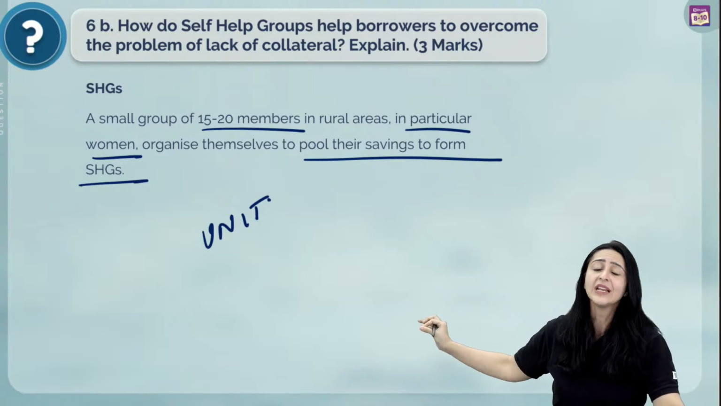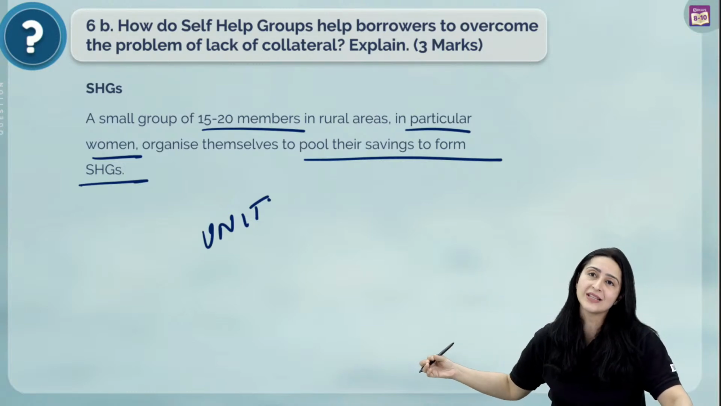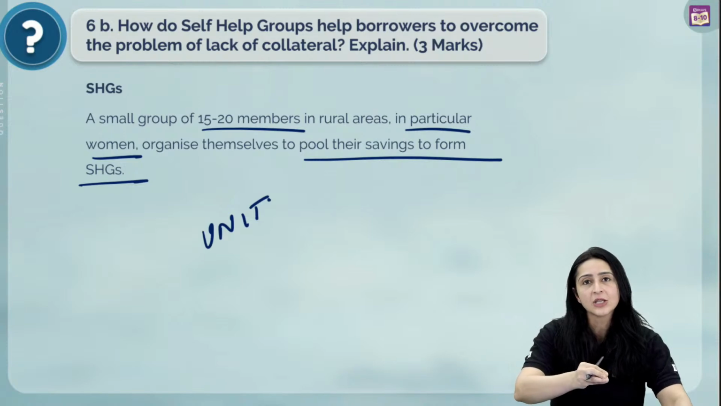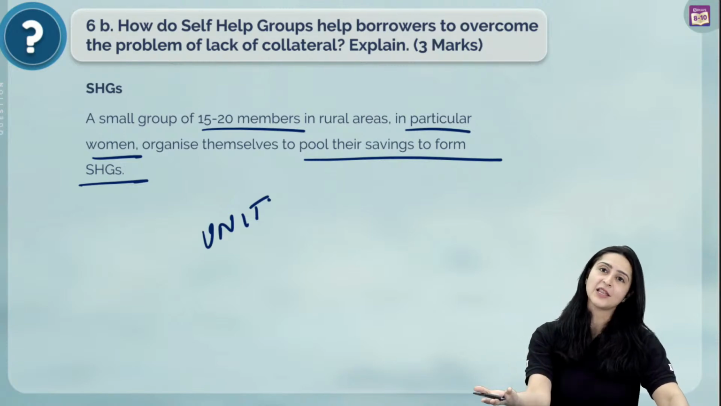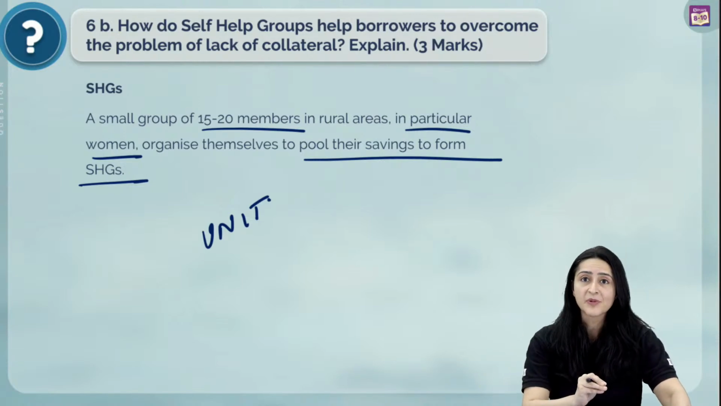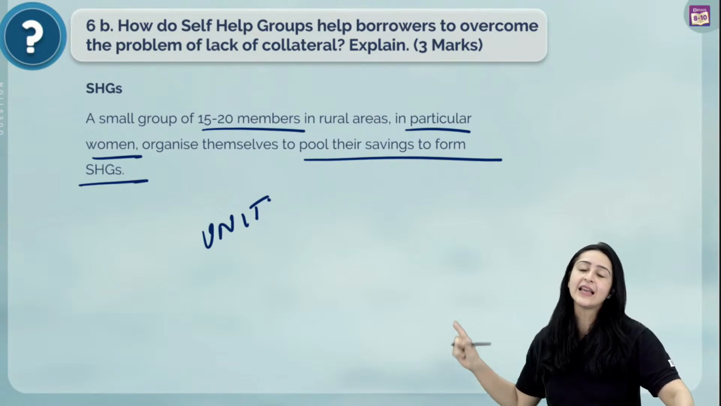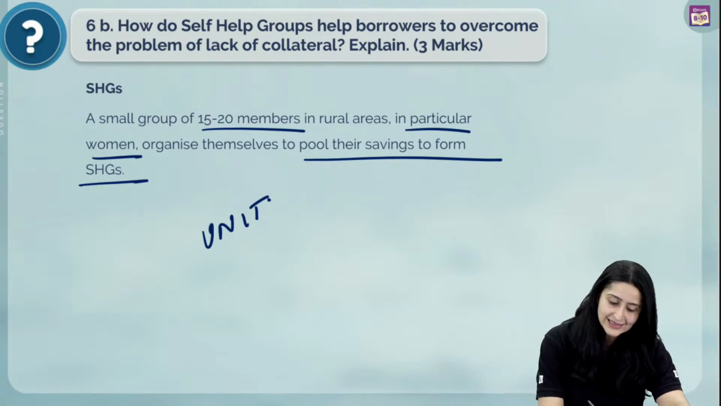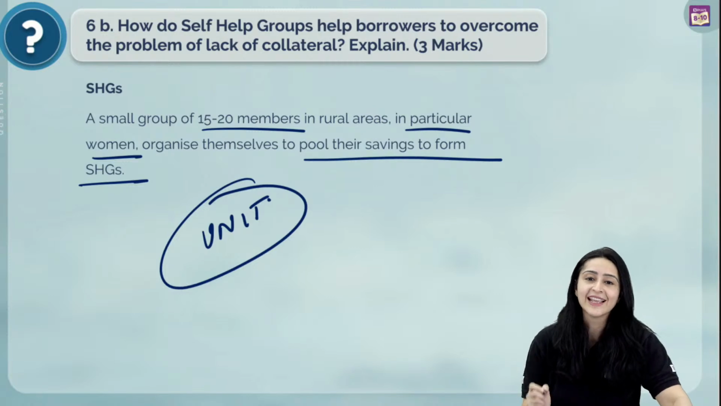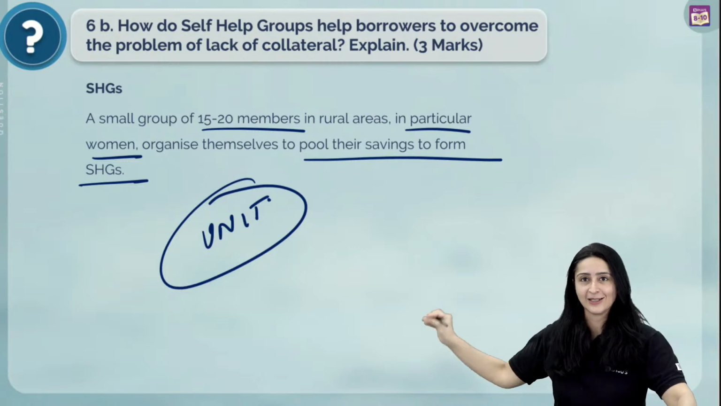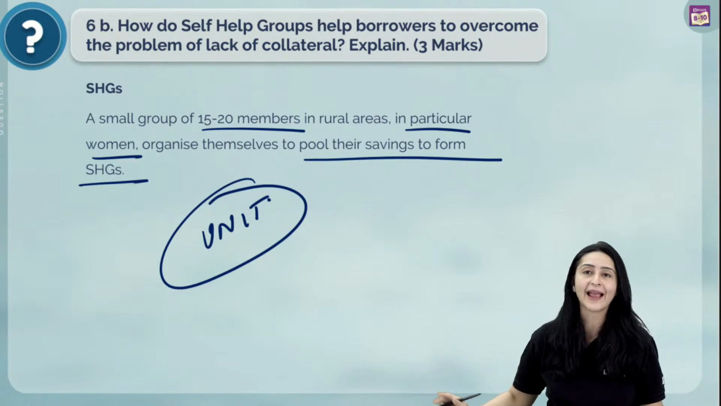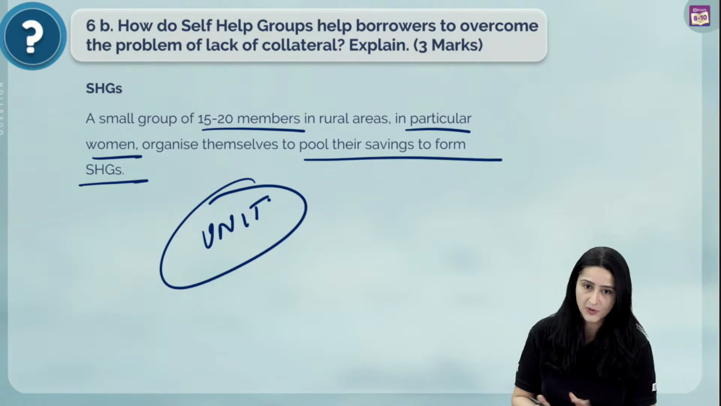So we need to understand how this is helping. If one person in the group is a defaulter, the other people will help, the other people will pressurize, and so the loan is given as a unit in the name of the self-help group, and that is why the bank doesn't need a collateral from self-help groups.